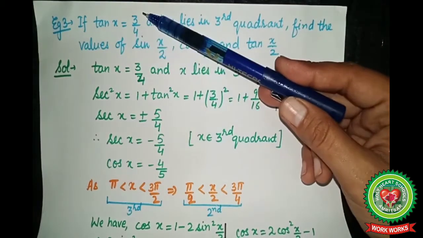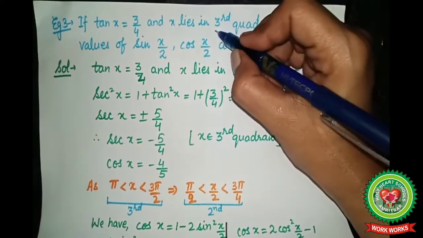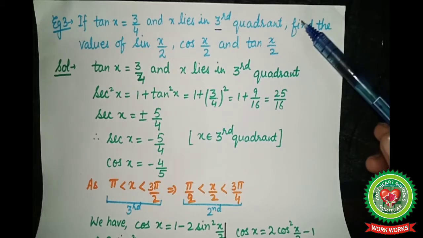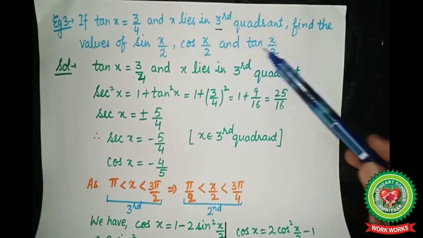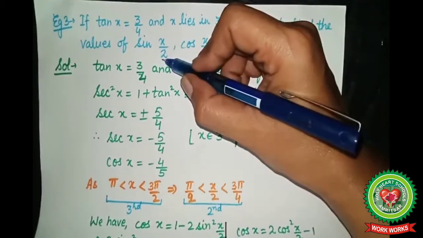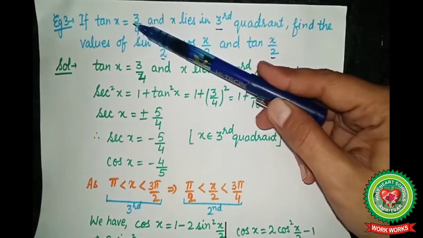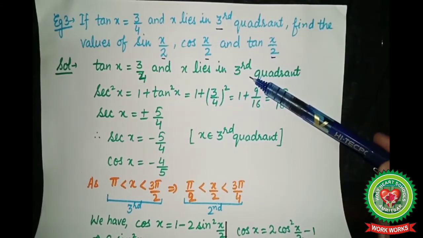If tan x is equal to 3 by 4 and x lies in the third quadrant. Now in the third quadrant we all know only tan and cot are positive, all other functions are negative. So we have to find the value of sin x by 2, cos x by 2 and tan x by 2. Here half angles are there, so it is a question of submultiple angles. Now let's start with the given. Here tan x is given as 3 by 4 and x lies in the third quadrant.